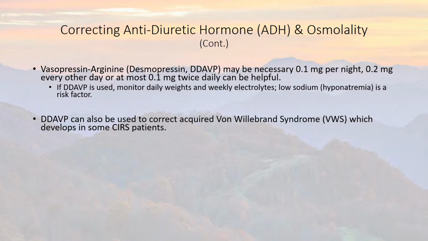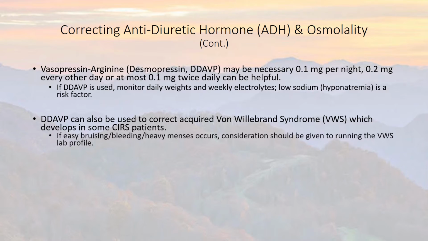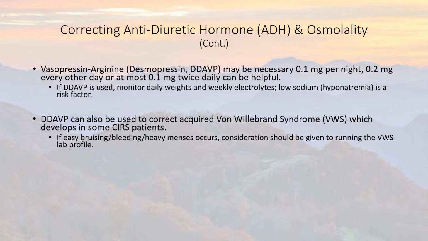DDAVP can also be used to correct acquired von Willebrand syndrome, which develops in some SIRS patients, and that's noted with easy bleeding and bruising. So if easy bleeding, bruising, or heavy periods occur, it's a good idea to run the von Willebrand profile and see if that's what's going on, and if so, maybe short-term use of some DDAVP as we correct the SIRS process, and as the SIRS process corrects, the von Willebrand will also correct.